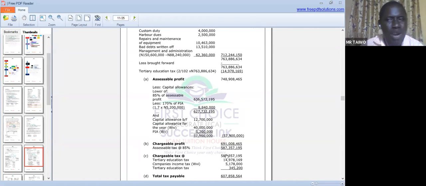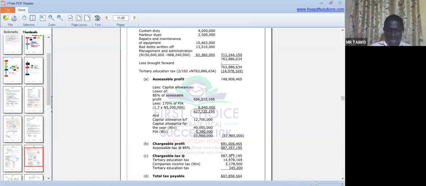But if there is no agreement between that company and the NNPC, it simply means that whatever the assessable tax is, that is what they will charge them as tax. That will be the chargeable tax. You can see there is no MOU, joint venture, or production sharing contract between the oil company and the NNPC. What they assess them to tax is the same thing they charge them to tax. That's why what we have here is the same as what we have here. I hope you're getting me now.